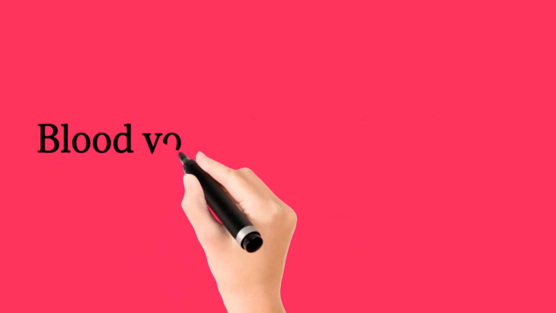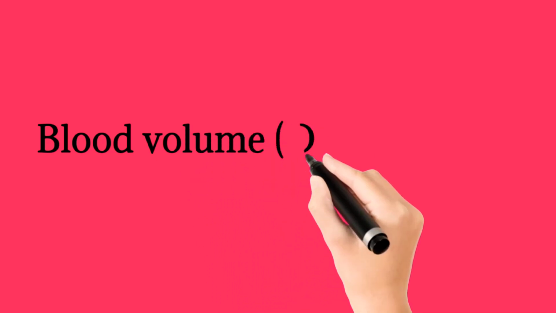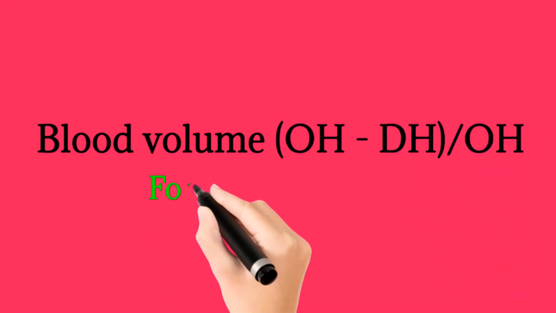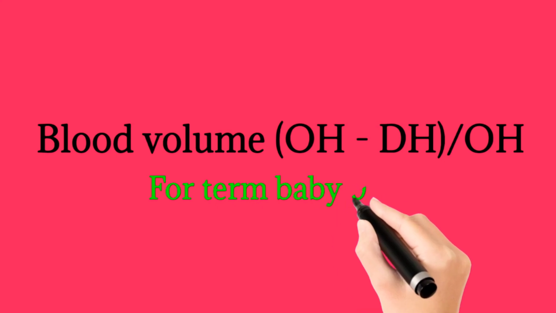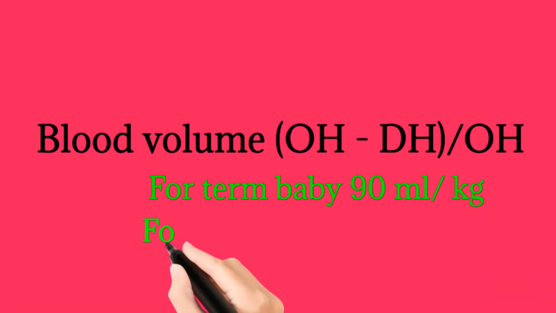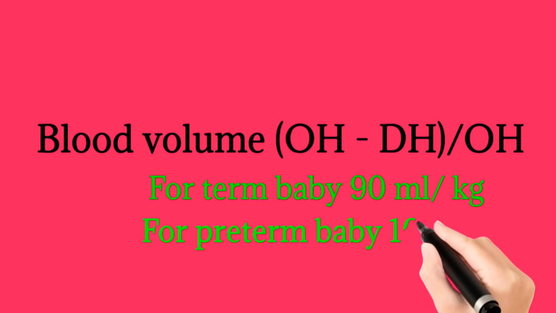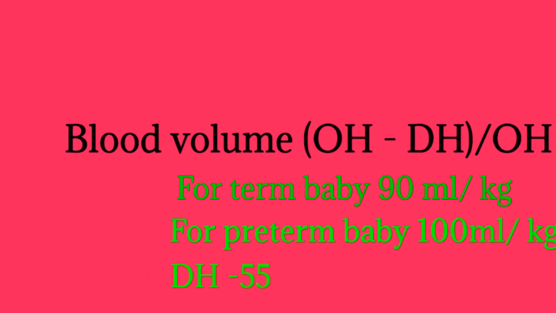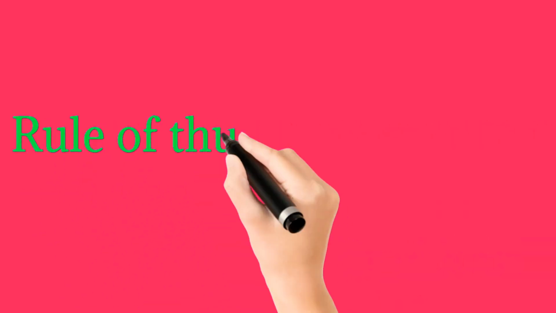Now, what volume is to be exchanged? The volume is calculated using the formula: blood volume times observed hematocrit minus desired hematocrit, divided by observed hematocrit. For a term baby blood volume is 90 ml per kg, for a preterm baby 100 ml per kg, and the desired hematocrit is 55. In this way you can calculate how much volume is to be exchanged. If you cannot calculate, we have a rule of thumb: you can use 20 ml per kg.